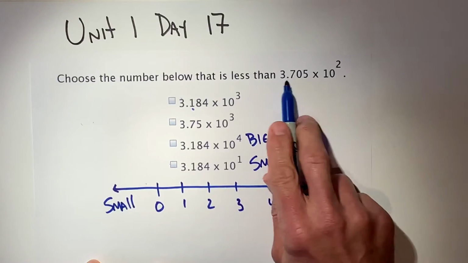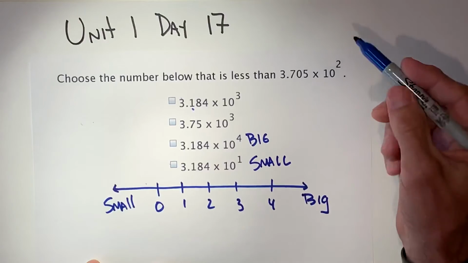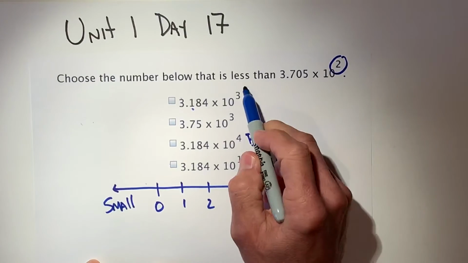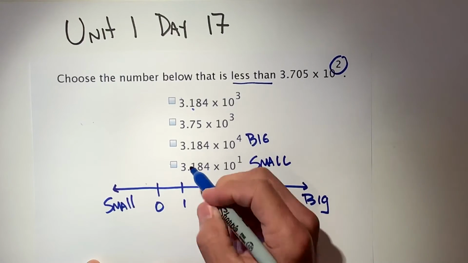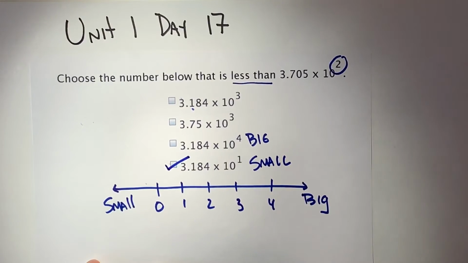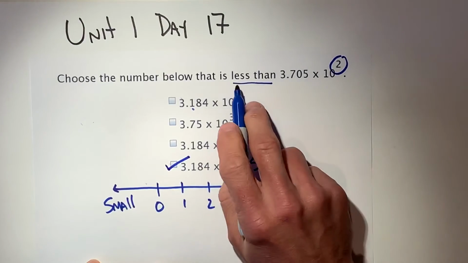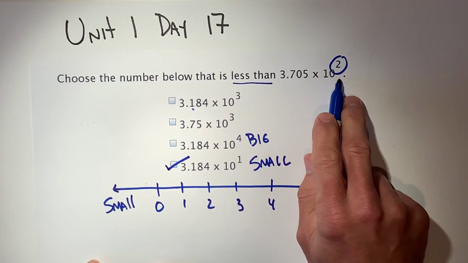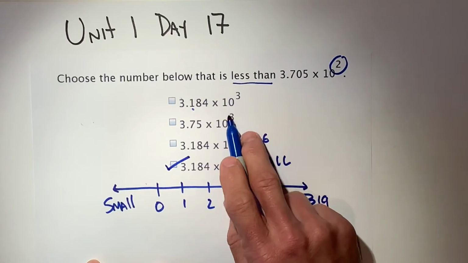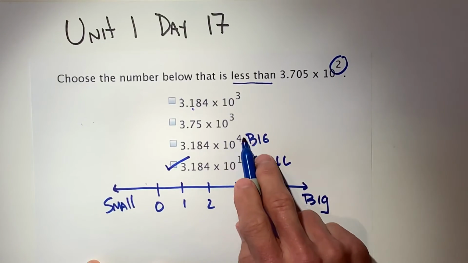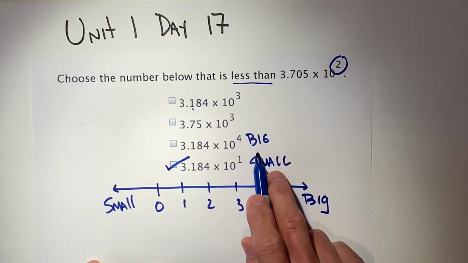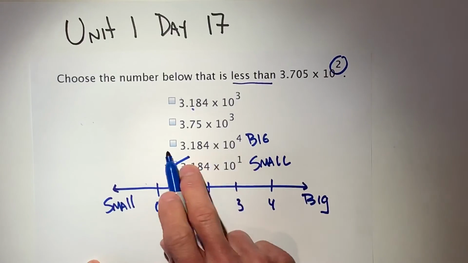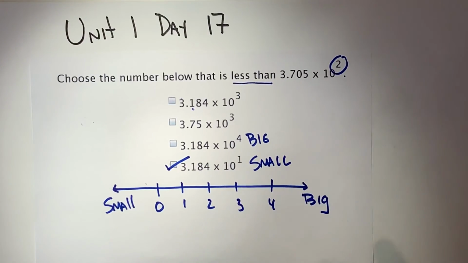The 3.705 doesn't really matter in this case because the exponent I'm focusing on is 2. So I'm looking for something that is less than 2. And I have a single example that is less than 2. So then this must be my choice. If the problem said something like greater than this number, I would have 3 different options that are greater than that number. Of those 3 options, I have a single one that is clearly bigger than the other 2. So if the question were something different, I would make a different selection. But you can see it's not. And that's how we answer these questions. And that is all for Unit 1, Day 17.